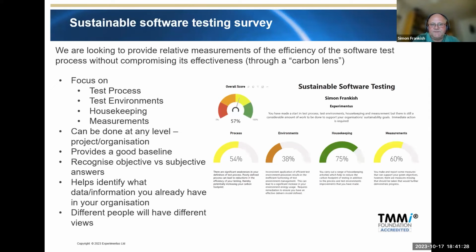Where should we start? Just talk a little bit about a sustainable software testing survey. This is something we've put together, which talks about those 4 areas we've just looked at and asks questions in each of those areas, and provides a score for each area. So you see the process, environments, housekeeping, measurement scores. It can be done at any level. So you can do it for your project, you can do it at an organizational level, the program level, whatever makes sense to answer questions on.